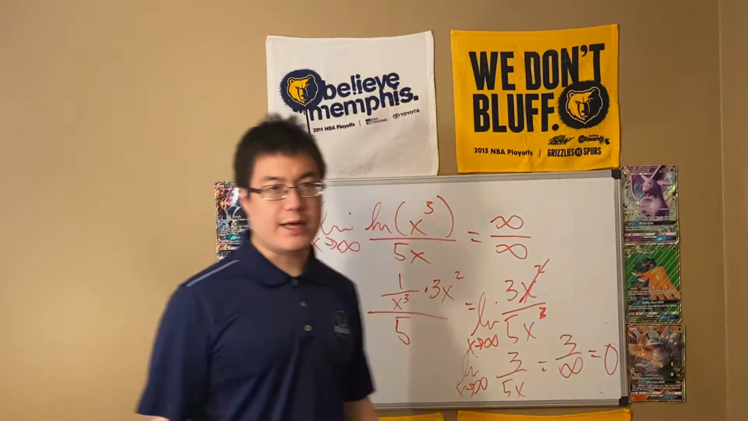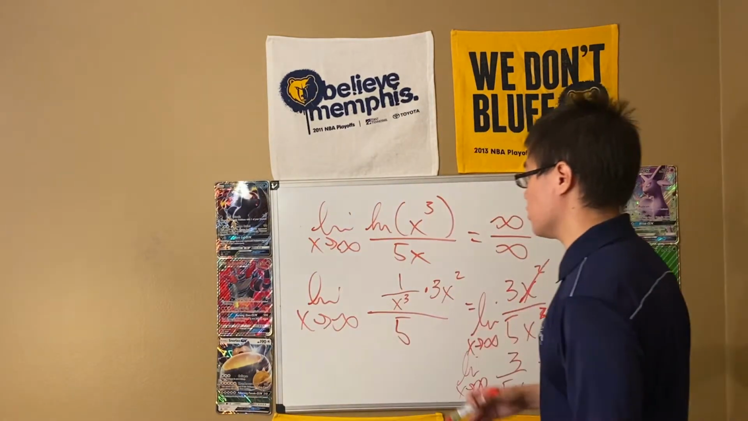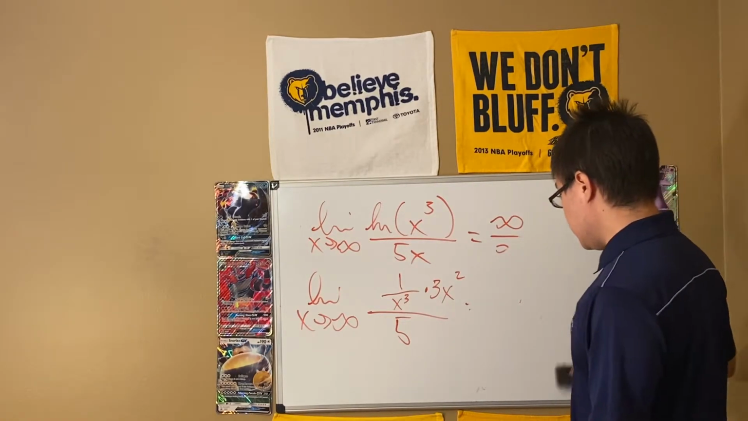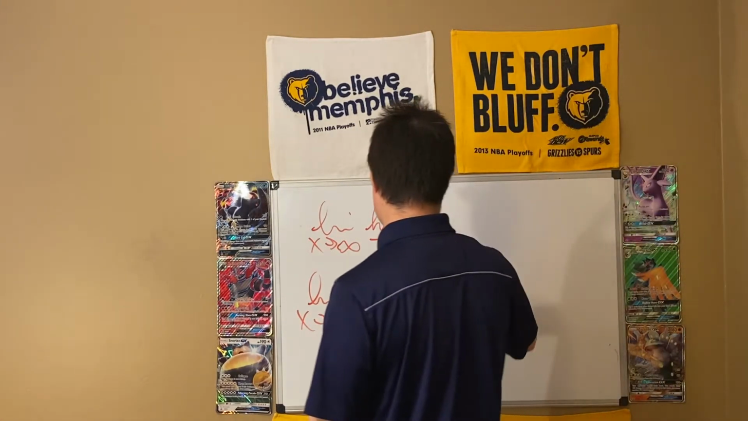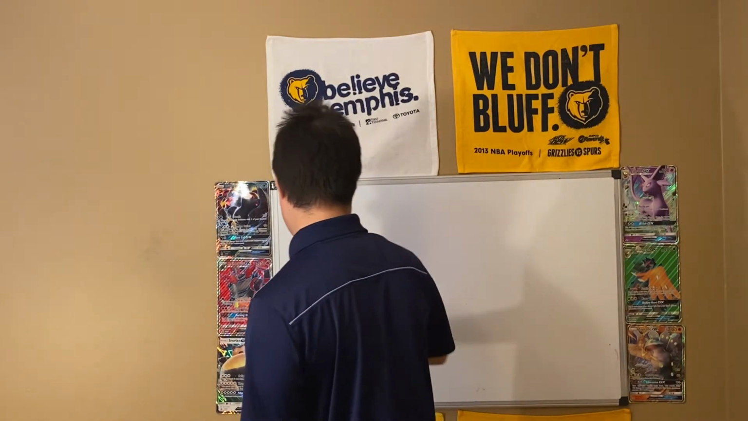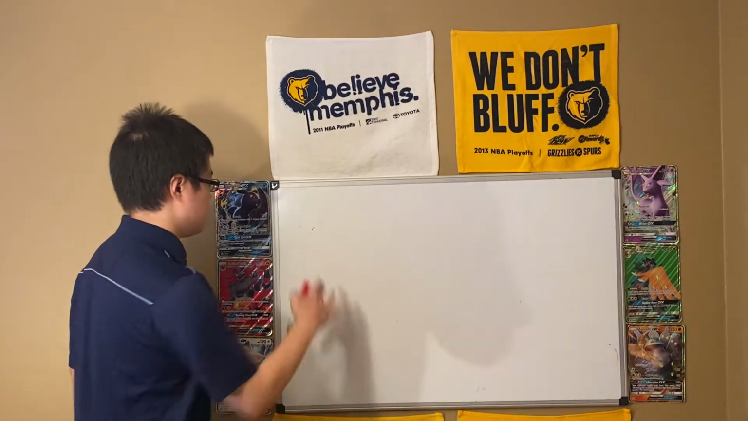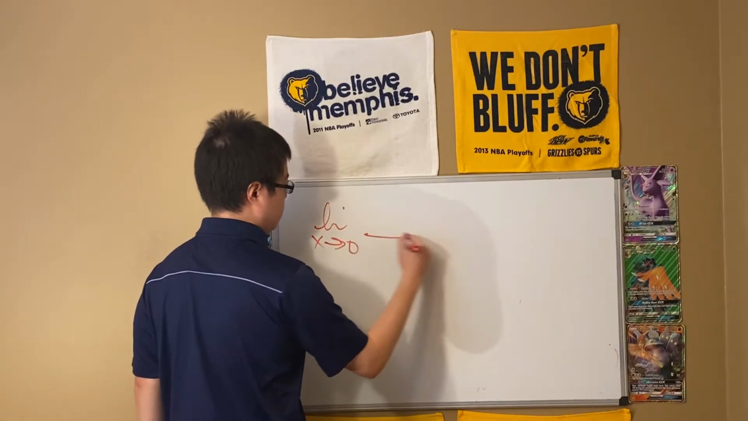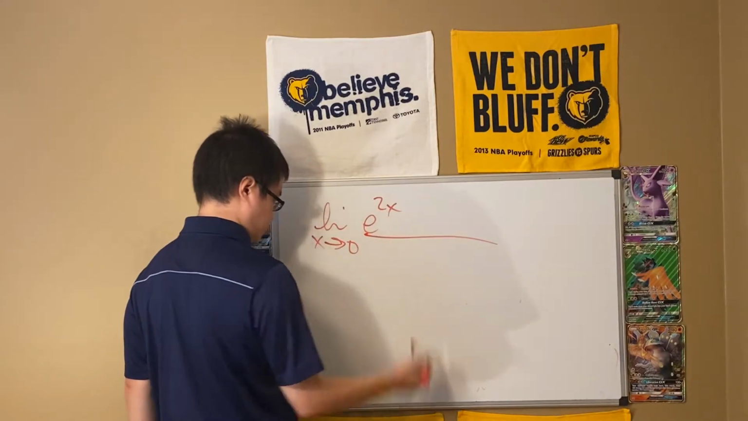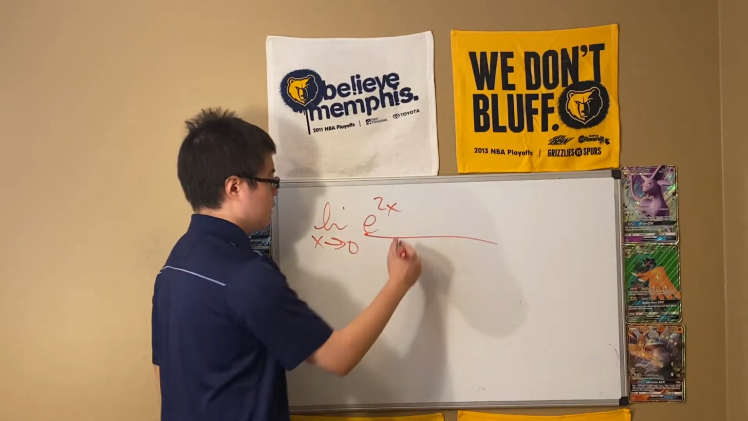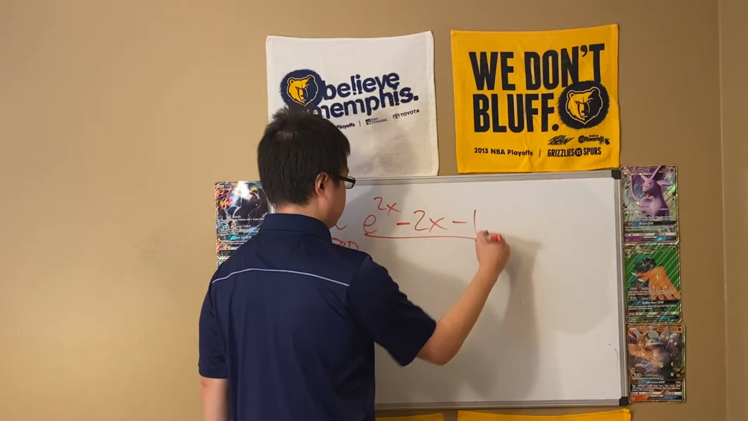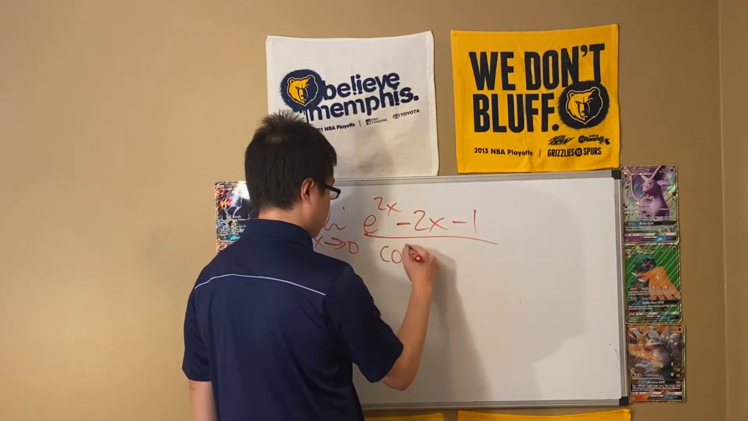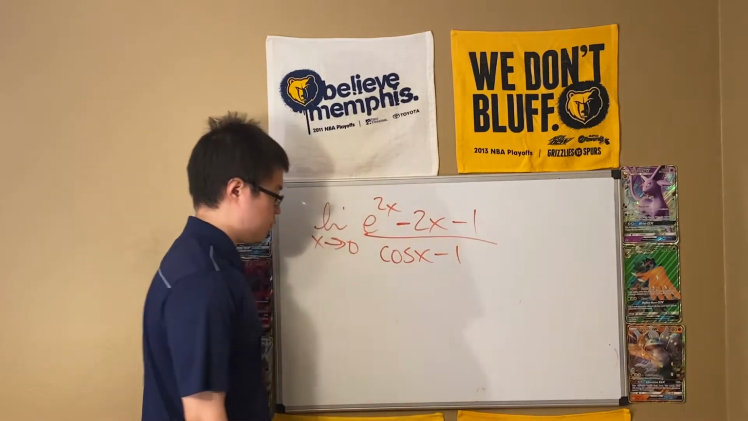Let's do another one where we actually have to do multiple L'Hopital's rules. So I'm going to erase this. How exciting. We're just getting a lot of work done today. Always nice to be productive. So let's do this one. Spoiler alert, again, we are doing multiple L'Hopital's. So e to the 2x, I believe I want minus 2x minus 1. Then on the bottom, I'm going to keep it fairly simple. Let's just keep it as cosine of x minus 1.